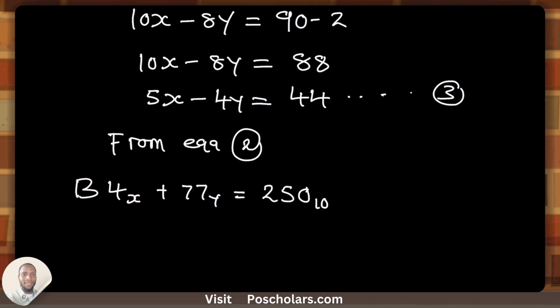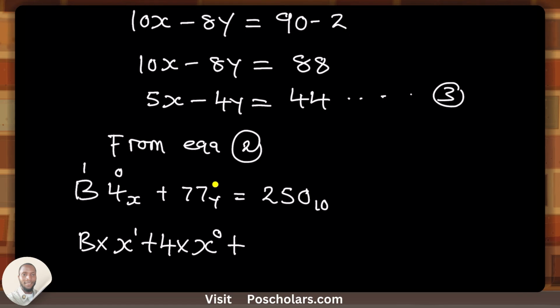Let's start with this term first. I'll first of all order the digits by saying 0 and 1. Next, I will say B times x raised to power 1 plus 4 times x raised to power 0. Then plus the second term. I'll order it also by saying 0 and 1. Now I will convert it to base 10 by writing 7 times y raised to power 1 plus 7 times y raised to power 0 equals the right hand side, which is 250 base 10.